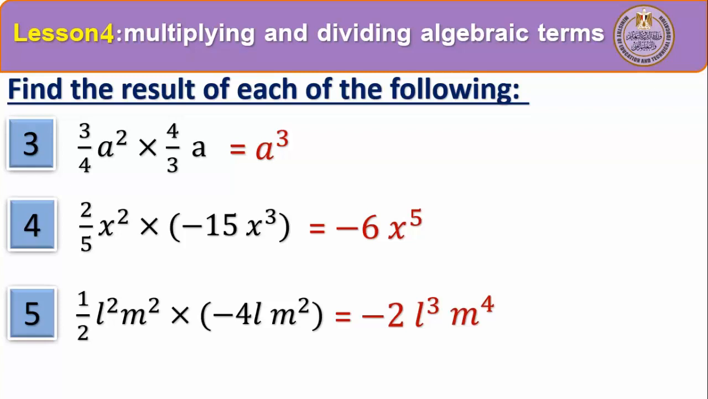What about m? M power 2 times m power 2, we write m and add their powers. 2 plus 2 equals 4. So the product in its simplest form is negative 2 l power 3 m power 4.